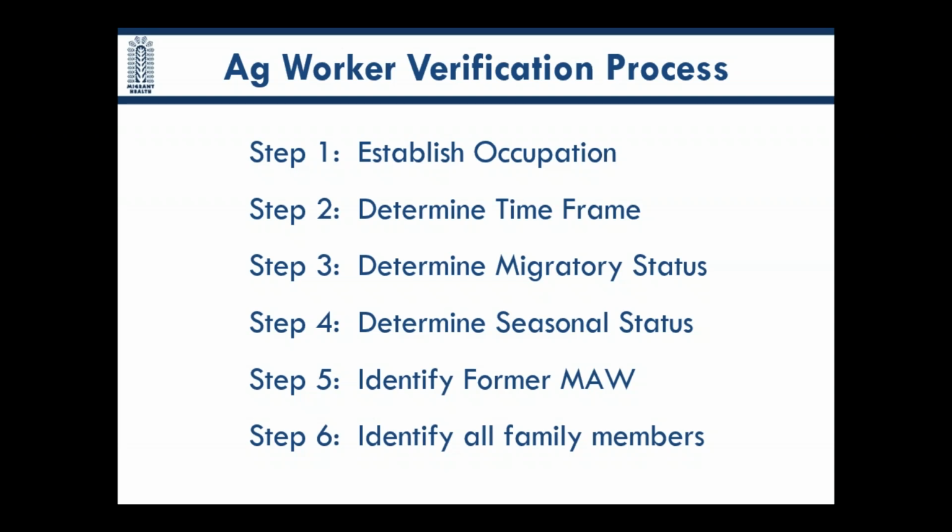So we've identified 6 steps for the verification process that if you follow these steps should help you accurately identify your ag worker patients. So we want to establish their occupation, determine time frame, determine their migratory status, their seasonal status, identify if they're former ag workers, identify the former migratory ag workers, and then identify all their family members as well.